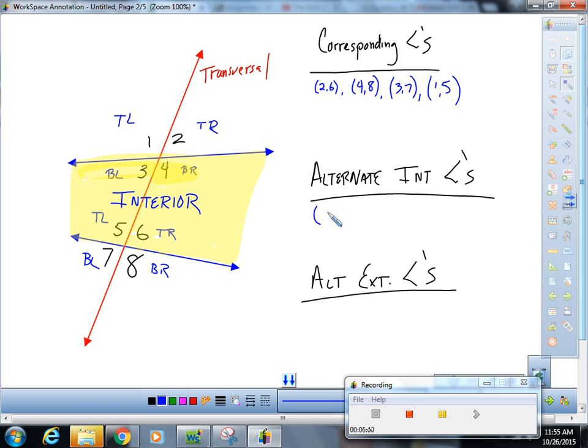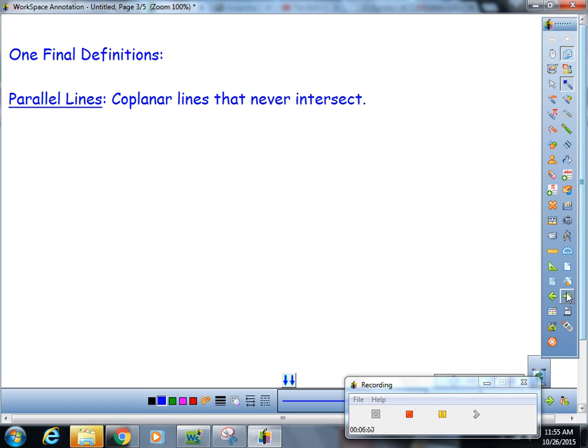So that would be 3 and 6 as a pair of alternate interior angles, or 4 and 5 would be a pair of alternate interior angles. Alternate exteriors then would be 1 and 8, and 2 and 7. Again, random. We're going to keep it random.